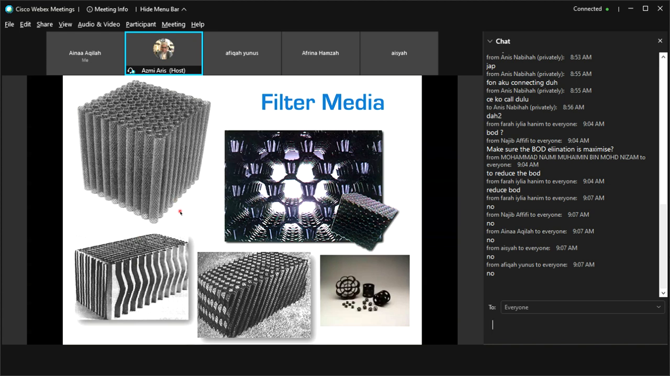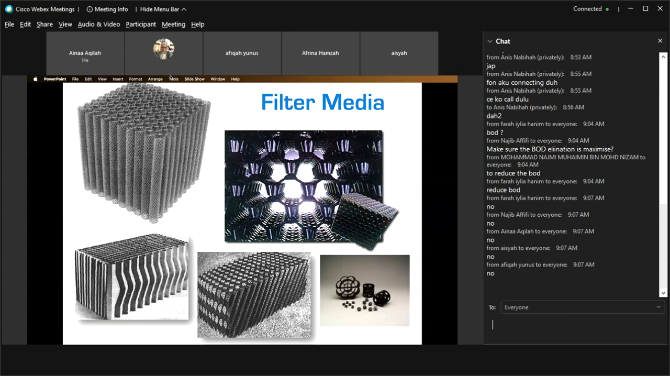And the same goes with the biotower: the media used is much lighter, and because of that it can go higher, and we call it biotower. It's like Petronas Tower because of the height. So this is biotower. It is not as high as Petronas Tower, but it is higher than a trickling filter. Understand? Okay.